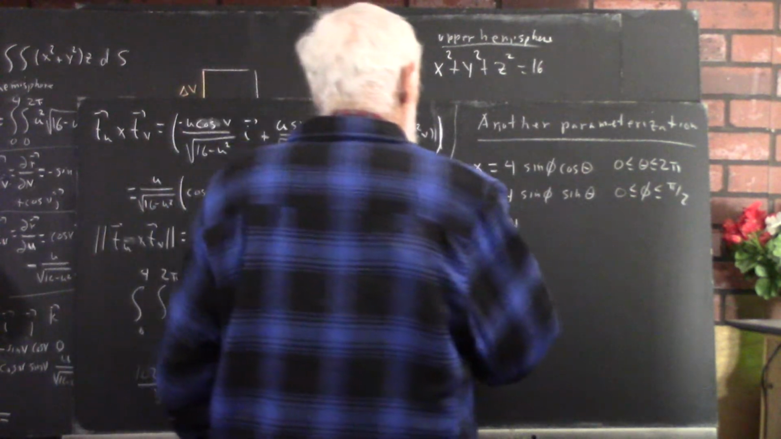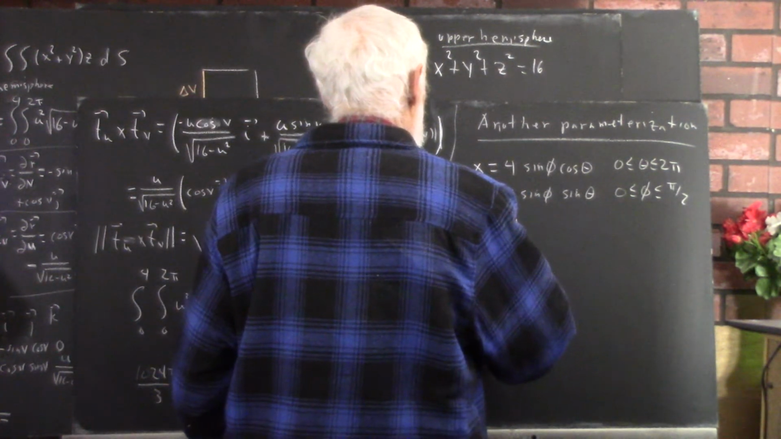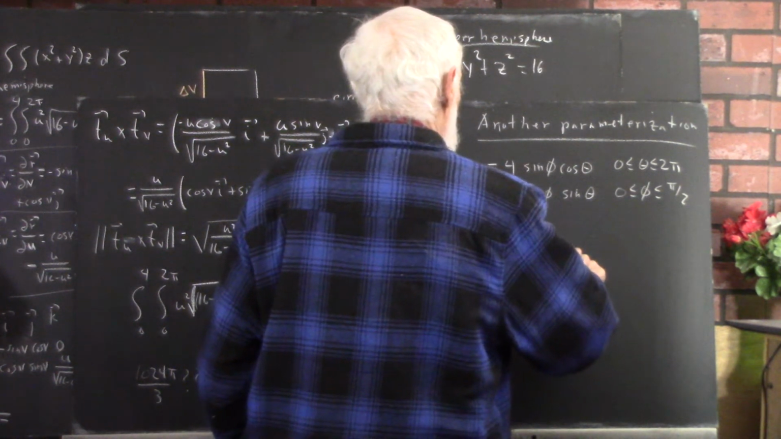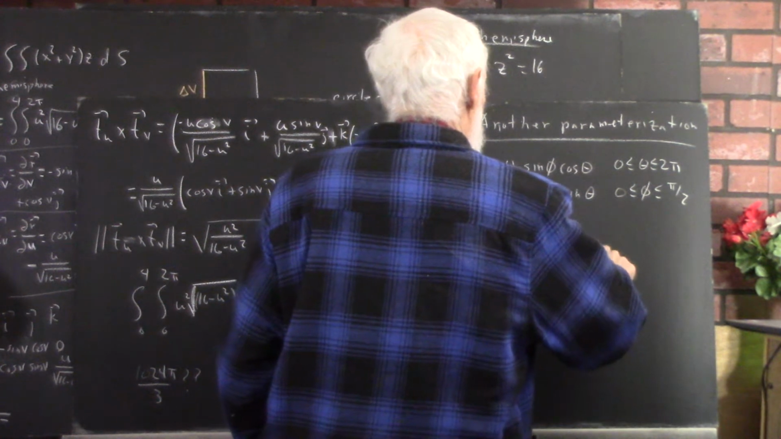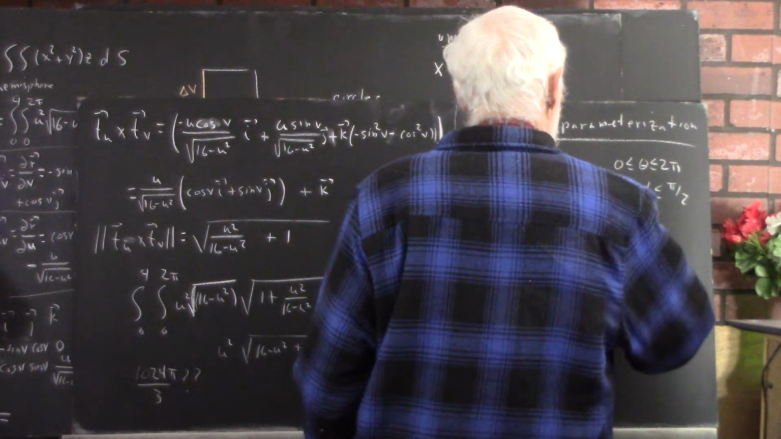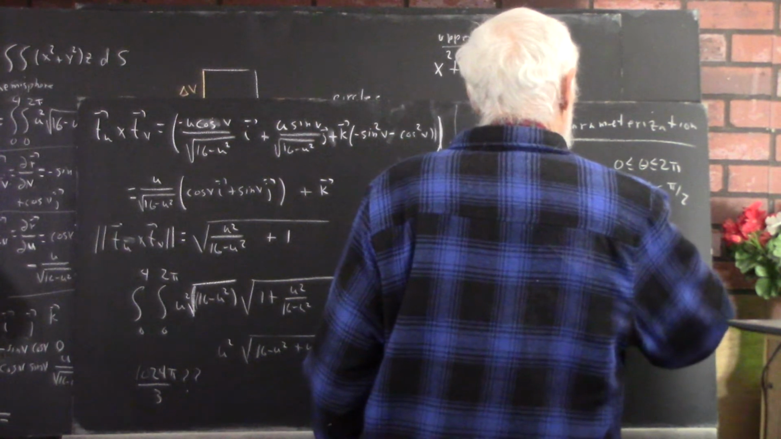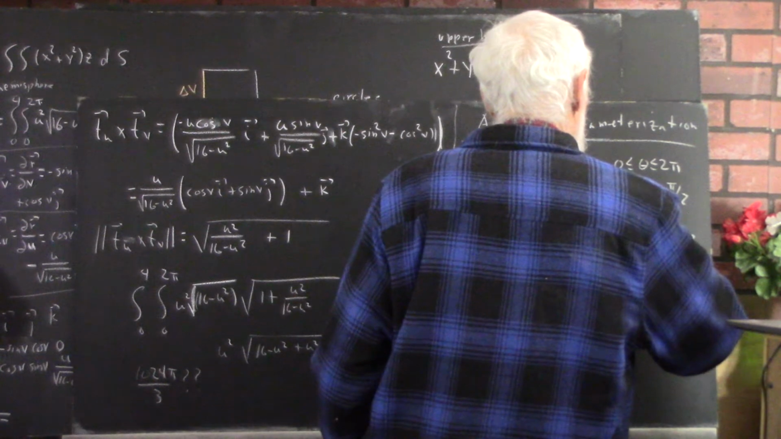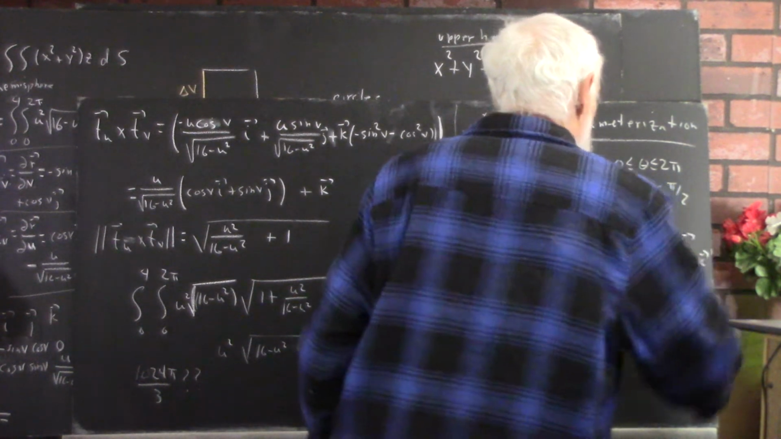Then your r vector is going to be 4 sine phi cosine theta i plus 4 sine phi sine theta times j plus 4k.